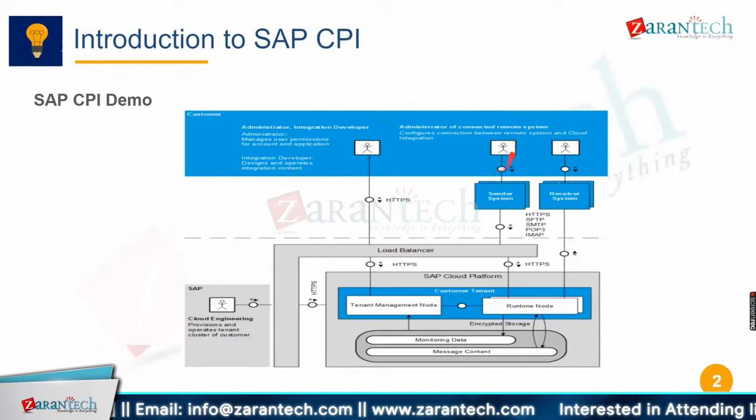Now this is the sender system. What is our sender system? Postman. Postman wants to send some data to the SAP Cloud Platform Integration. Once I trigger the data, first it hits the load balancer. What is the load balancer? The load balancer maintains the traffic of the data and is used for security purposes. I'm using some certificates here, and also some certificates in the sender system.